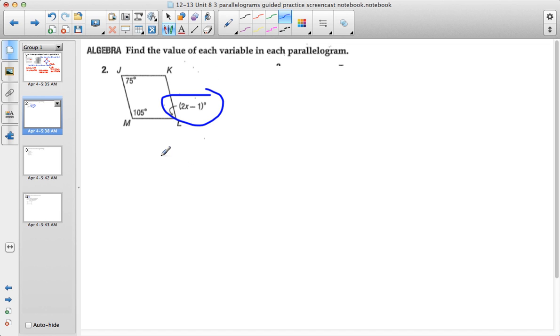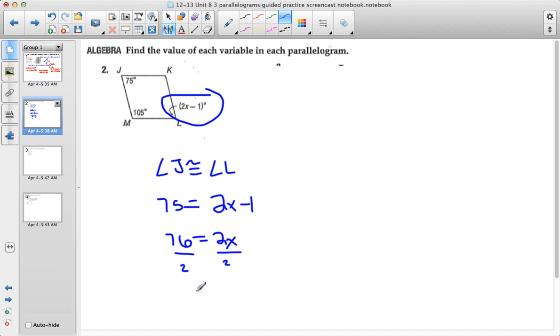Okay. So again, from our properties, we know that angle J is congruent to angle L, which means their measures are the same. So 75 equals 2x minus 1. So that's just substitution. And then I'm going to add 1 to both sides, so I get 76 equals 2x. And now I'll divide both sides by 2 to get x by itself. So x is going to be 38.